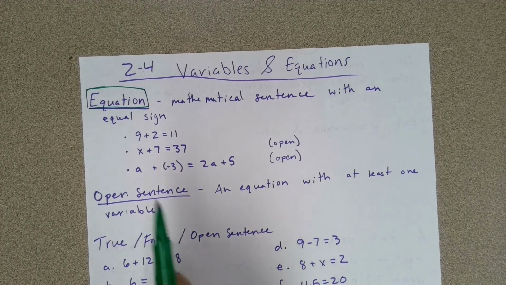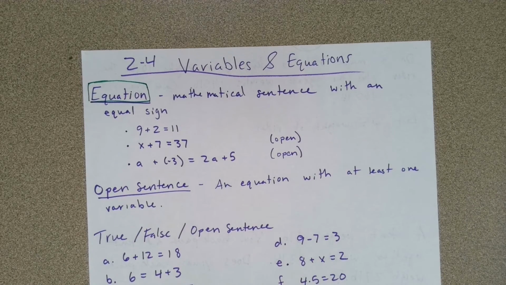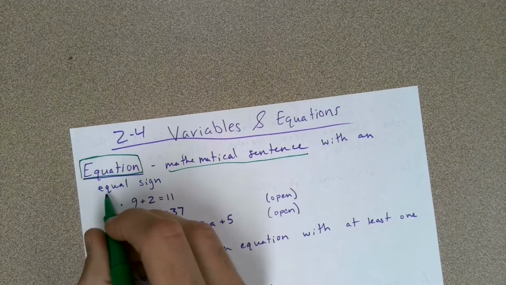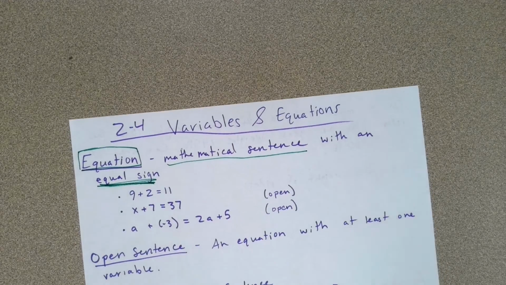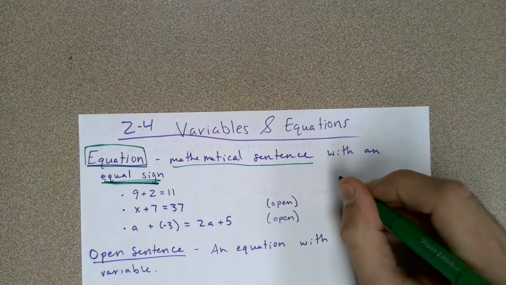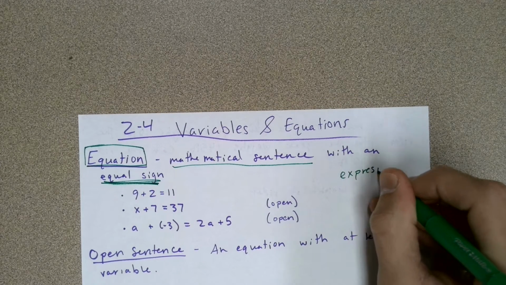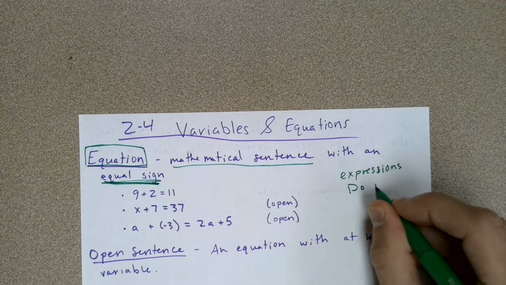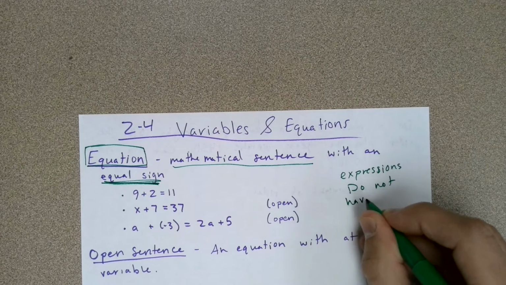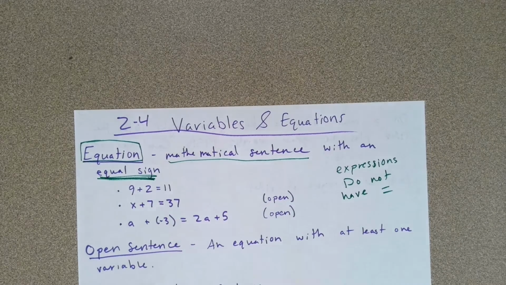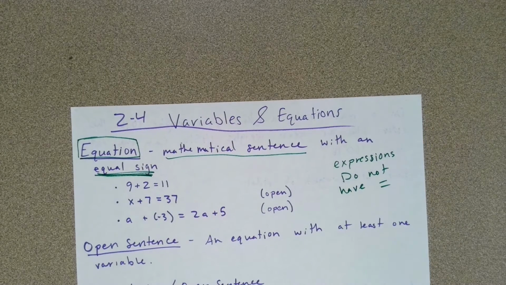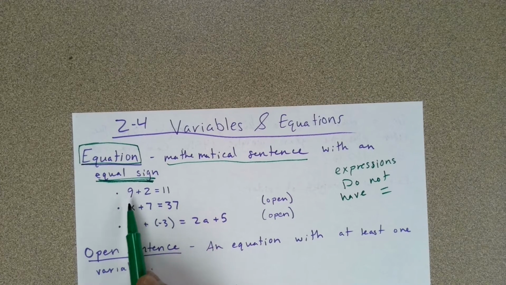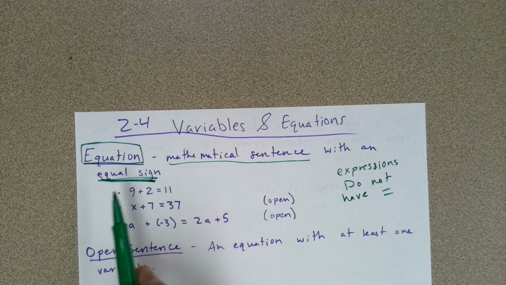Our first one is an equation. An equation is probably something you've heard before. Basically, all that means is it's a mathematical sentence with an equal sign. That's the big part right there. It has an equal sign. Our expressions, remember, do not have an equal sign. Our equation does. So if we're looking at these right here, we have three examples of an equation because all that needs to have is an equal sign.